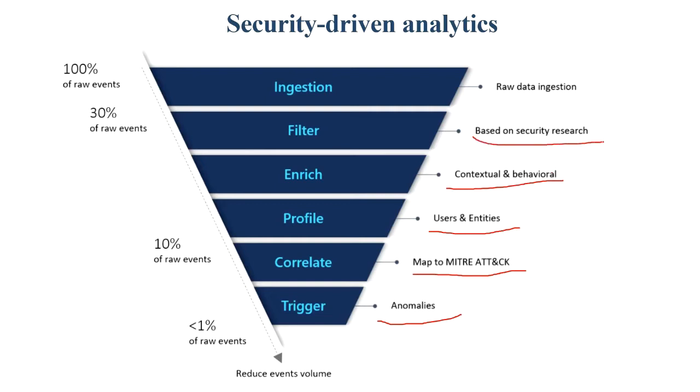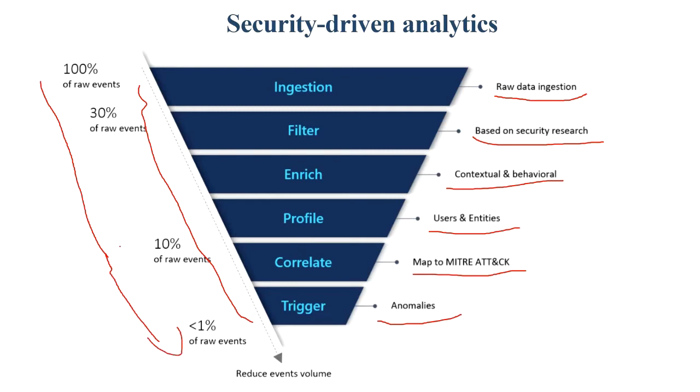It also filters the data based on security research across the industry, and this is the raw data ingestion. As you can see, from the raw data ingestion of 100%, going through all of these filters decreases the false positives, and it returns a number of raw anomaly events of less than 1%.